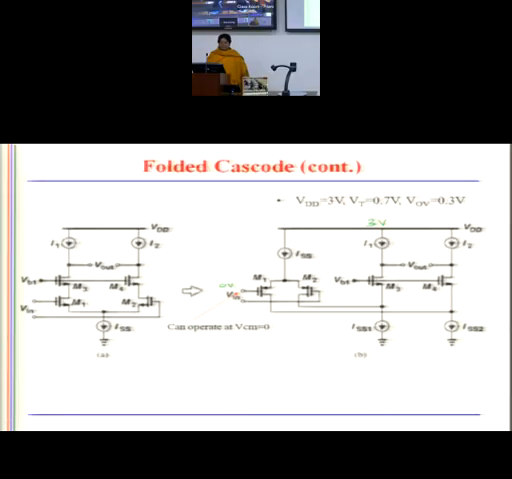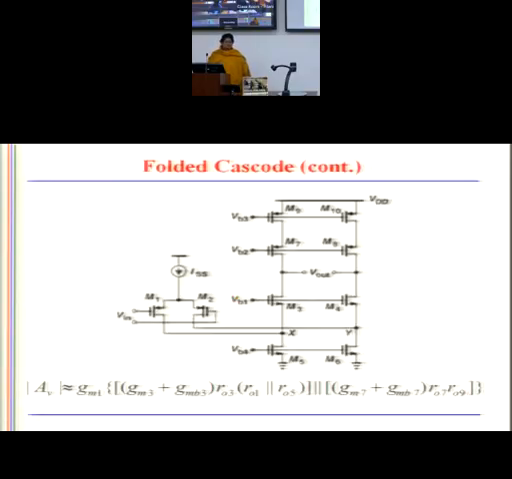Now keep this in mind. Replace ISS1 by 1 transistor. And replace ISS by maybe 1 transistor. So how does the structure look like? Look here. How does the structure look like?